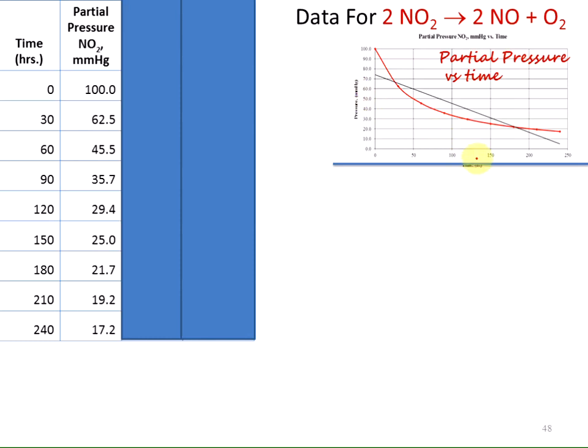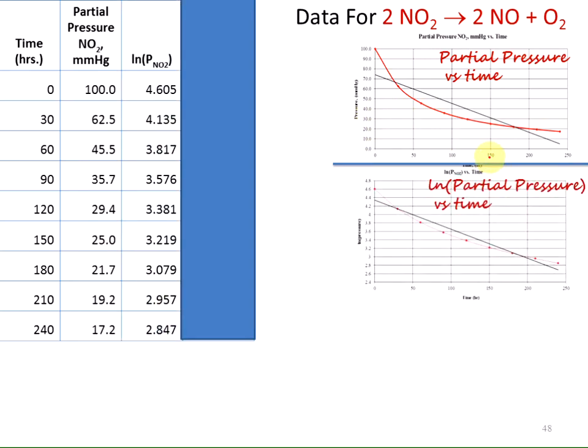So in this case, notice how we don't get a straight line. So we're looking at the data for the red line. So this isn't a straight line. So since we plotted the concentration versus time and we didn't get a straight line, we know it's not zeroth order. If we plot the ln of the pressure versus time, we're testing for a first order reaction. So notice that we still don't get a straight line. So this tells us that it's not first order with respect to the NO2.